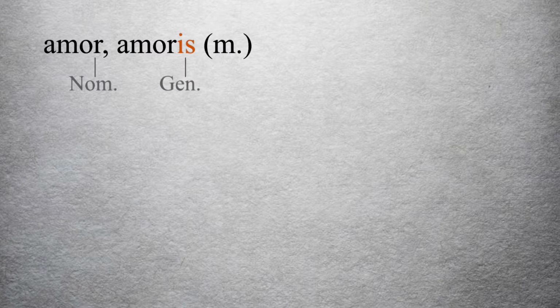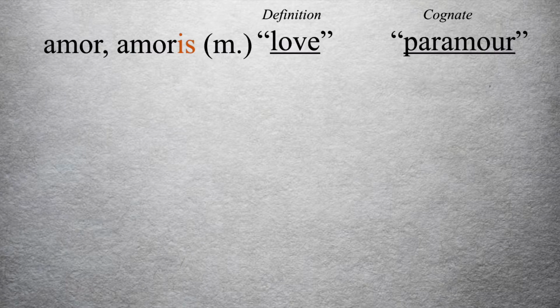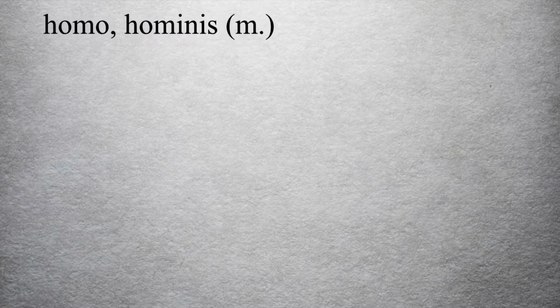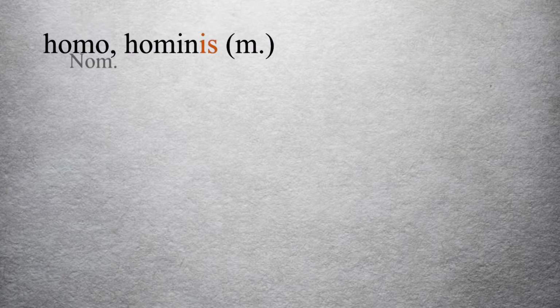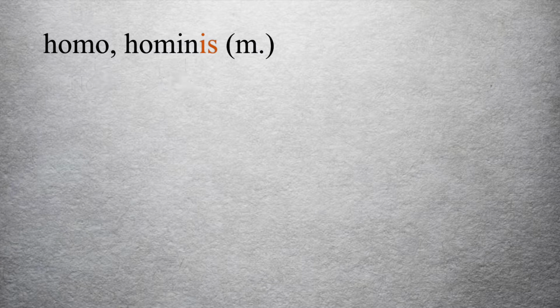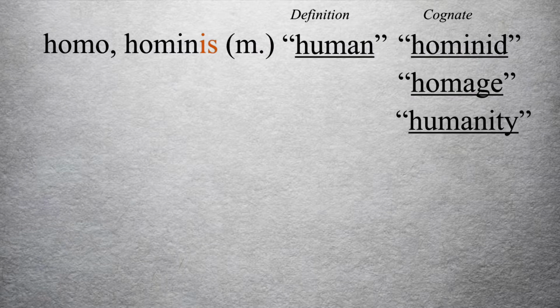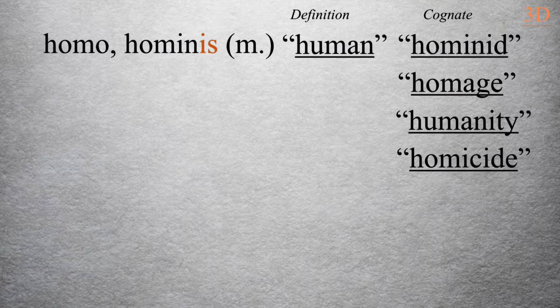Now let's do some vocabulary. Amor, amoris, masculine, meaning love. A modern cognate, paramour, amorous, enamor. Homo, hominis, masculine. And notice there's that "is" ending again in the genitive. Means human. We get hominid, homage, humanity, and homicide.